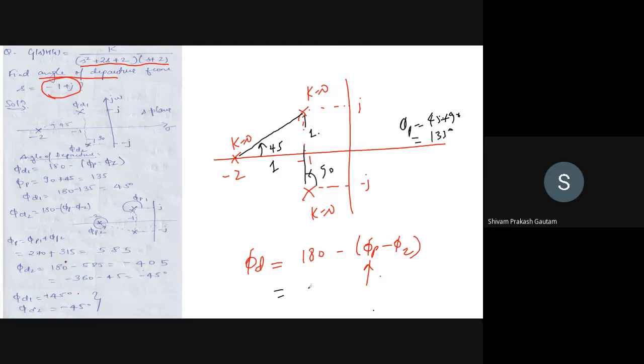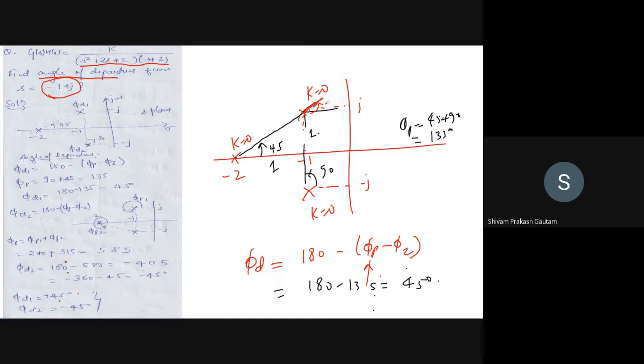So phi d will be equal to 180 degree minus 135 degree. That will come out to be 45 degree. So phi d for here will be 45 degree. That means if this is our axis of reference, 45 degree from here will be here, right? So the root locus branch will start at this angle, I guess.